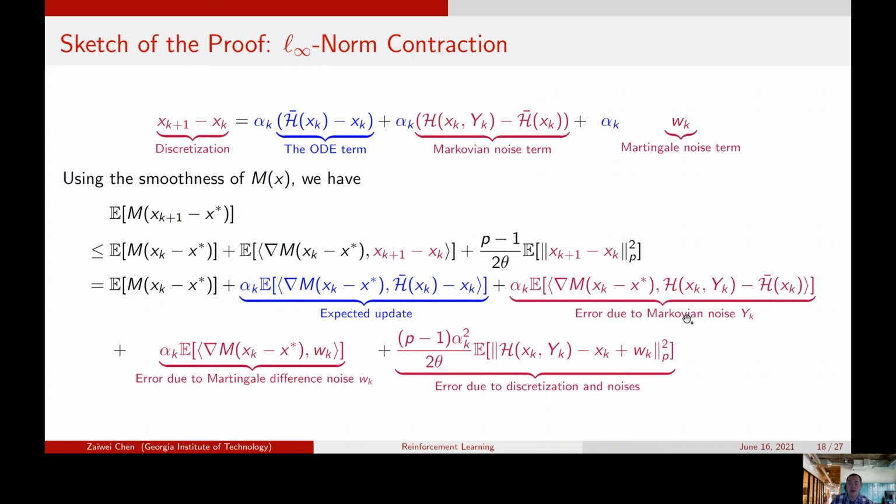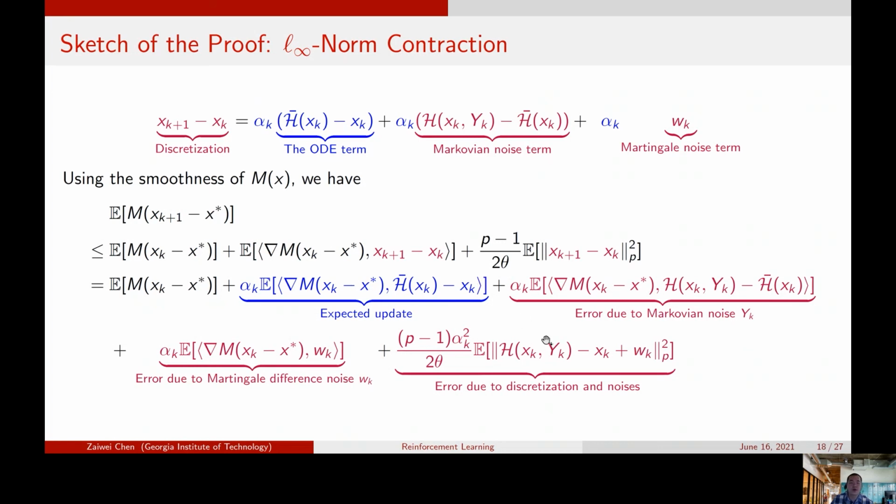The most challenging term here is the error due to Markovian noise. To handle this, we need to use a conditioning argument. The high-level idea is the following. Let's consider the second term in the inner product here, which is h of xk, yk minus h bar of xk. Suppose we take conditional expectation, conditioning on a mixing time ago. Then, since the Markov chain mixes geometrically fast, the conditional expectation will be very close to the expectation with respect to the stationary distribution. Therefore, the difference between these two terms is very small, and hence the whole term is small, which enables us to control it.